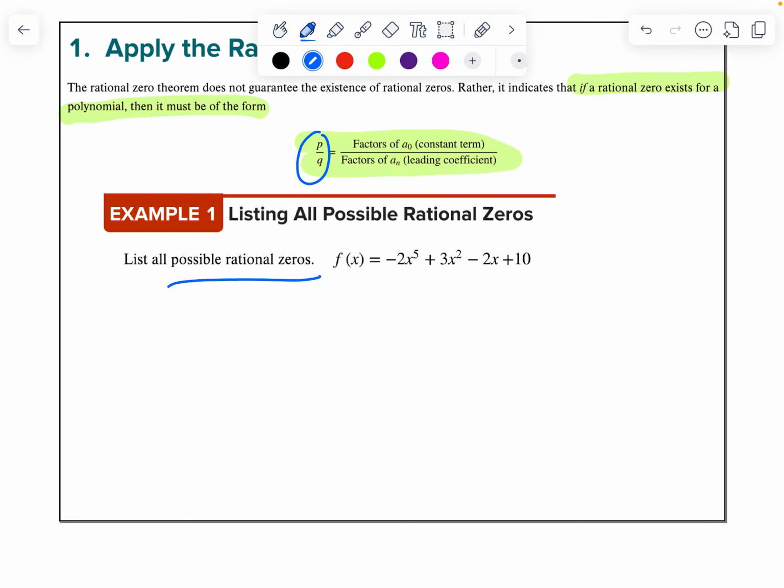Example 1, we want to list all the possible rational zeros. That means we're going to try and find all the possible numbers that, if we were doing synthetic division, we're going to put out here. To find all of those possible rational zeros, what we're going to do is list all of the factors of the constant term. So we're going to make a fraction. It's going to be positive or negative of any of these numbers. All of the factors of this term right here, so numbers that will divide 10. Every number that will divide 10 evenly are 1, 2, 5, and 10. I'm talking about natural numbers, whole numbers that will divide 10. So 1, 2, 5, and 10.